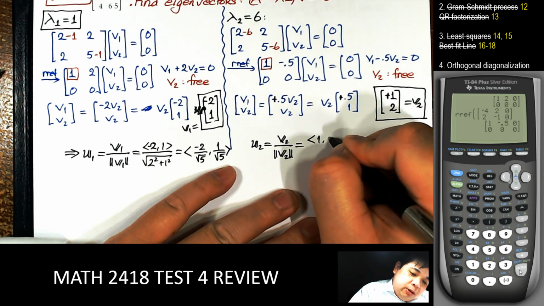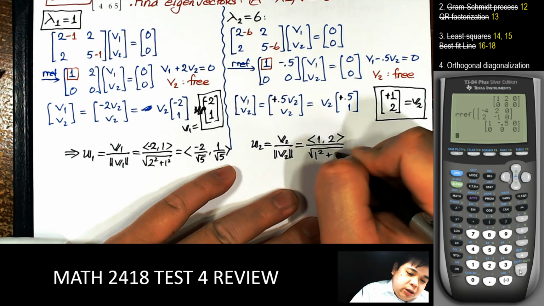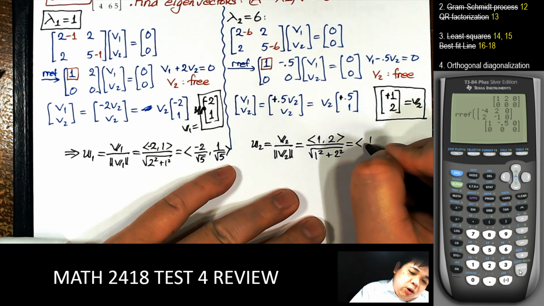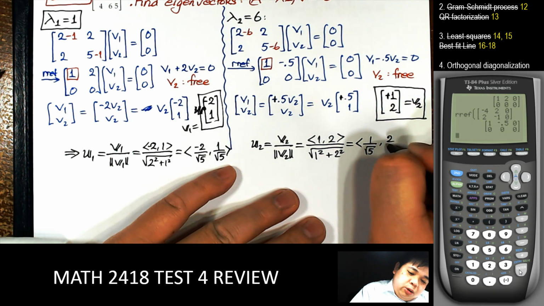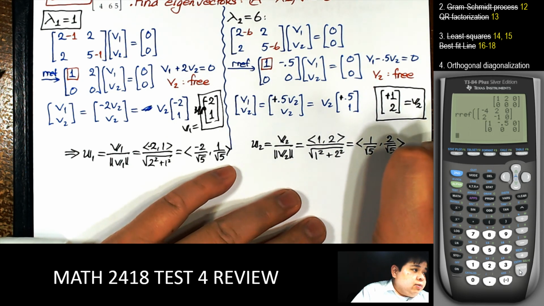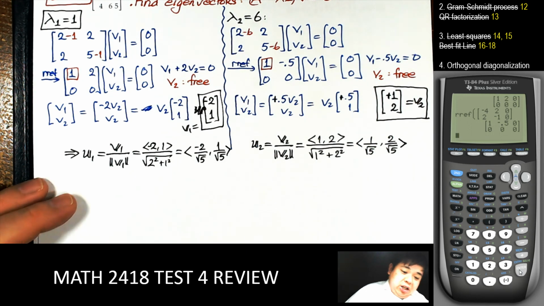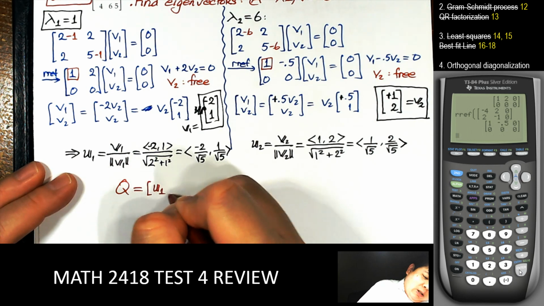V1 and 2 over the square root of 1 squared plus 2 squared. So we have 1 over square root of 5, 2 over square root of 5. Alright, so that is U1 and U2. All we need to do to construct the matrix Q is set it equal to U1 and U2.